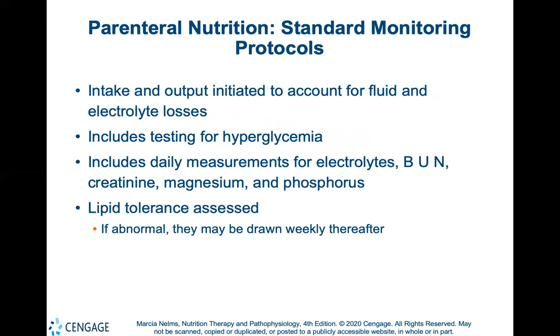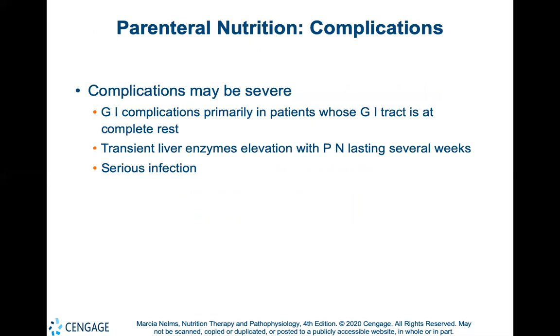Monitoring: intake and output initiated to account for fluid and electrolyte losses, includes testing for hyperglycemia, includes daily measurements of electrolytes, BUN, creatinine, magnesium, and phosphorus. Lipid tolerance assessed. If abnormal, they may be drawn weekly thereafter. Complications may be severe. GI complications primarily in patients whose GI tract is at complete rest. Transient liver enzyme elevations with parenteral nutrition lasting several weeks, serious infections.